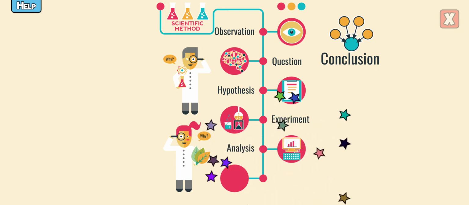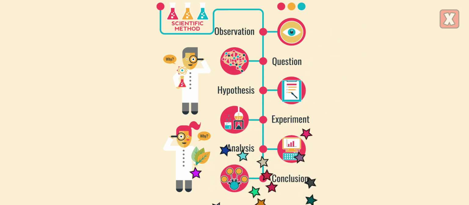Analysis. Recording and analyzing the data from the experiment is required before drawing any conclusions. Conclusion. Preparing a conclusion and accepting or rejecting your hypothesis is the final step of the scientific method.